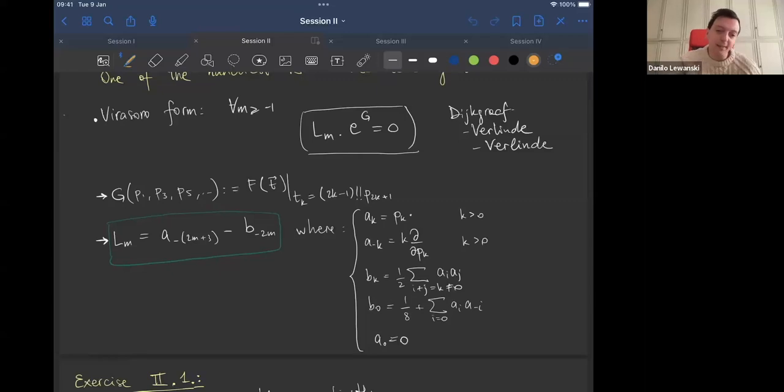Meaning that if you take L_m and L_n and you commute them, they would result in the operator L_{m+n}, but only with a delta on the indices. So basically, most of them would commute, except for just very few of them.